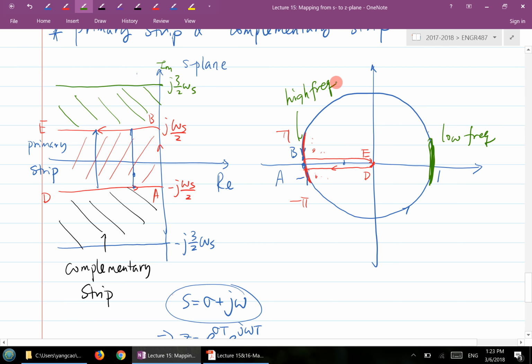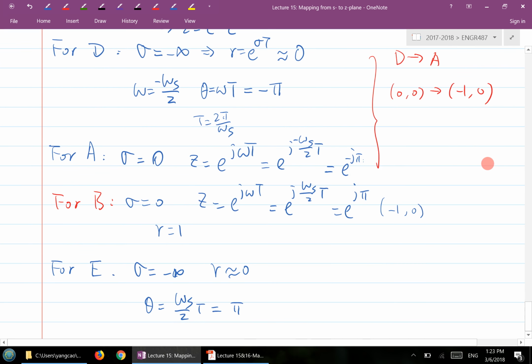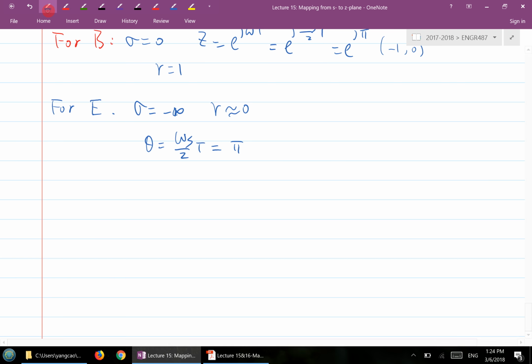Okay. Good. Now, there's one more thing I want to cover before we start to talk about the mapping here, which is that we're recycling the knowledge from continuous systems, okay? So we have to know very well the system response in the continuous domain, right? So this is where I'm going to spend a little bit of time to quickly review the response of a typical second order system, okay?